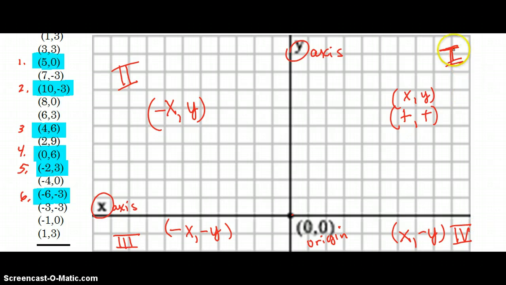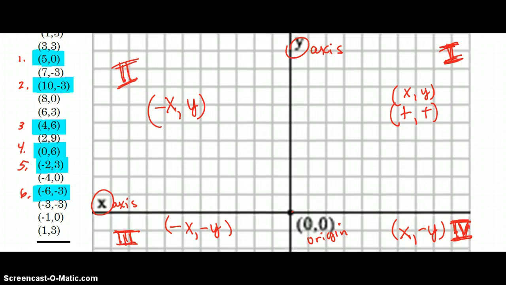So I will expect you to know the quadrants. You start at 1 and you go counterclockwise over to 2 to 3, and I need Roman numerals. That's just the way we do that in math land. We always use Roman numerals when we talk about the quadrants on the XY coordinate plane.